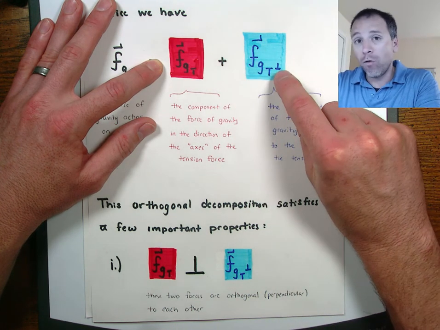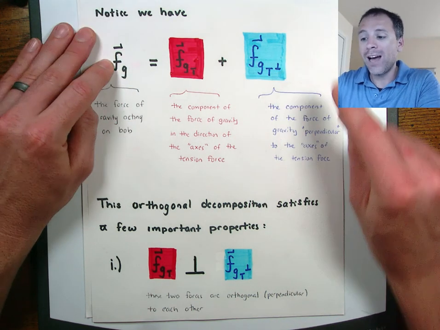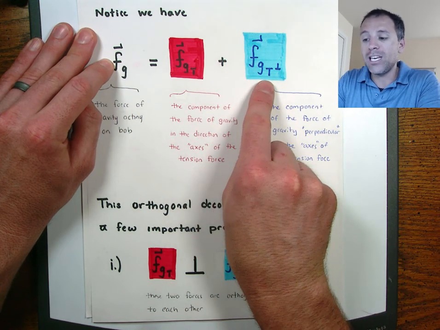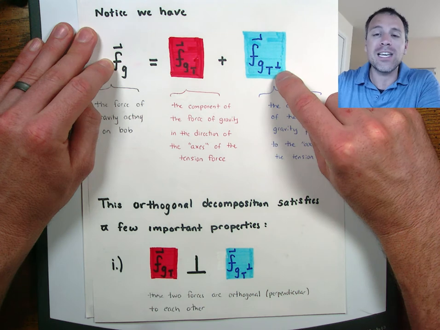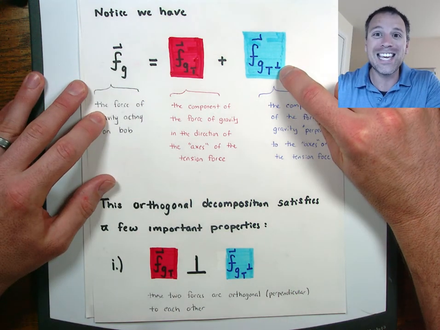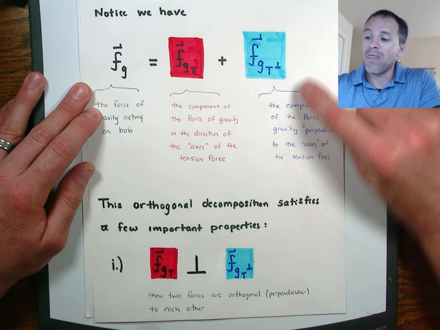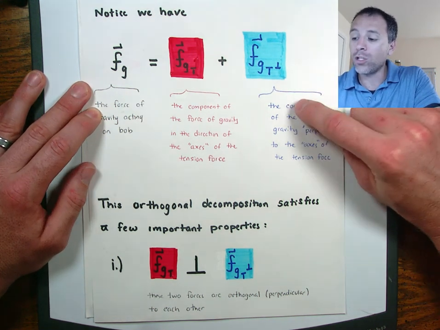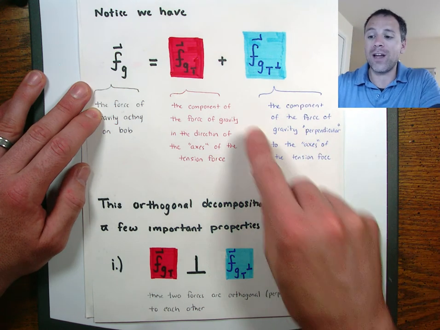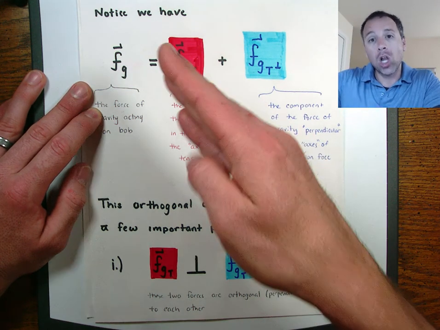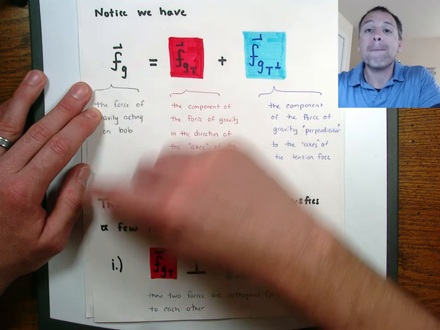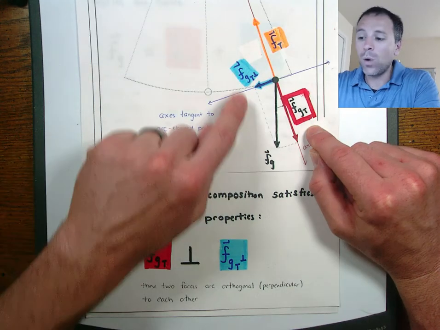The orthogonal force, the other component of the force of gravity, the blue force, I'm going to call F sub G sub T perp. That upside down T represents perpendicular. Mathematicians literally call that perp, P-E-R-P. That's going to be the component of the force of gravity perpendicular to the axis of the tension force. So if I think about the red force along the chord, this is going to be the component of the force of gravity perpendicular to that. That's exactly what we saw in this visual.